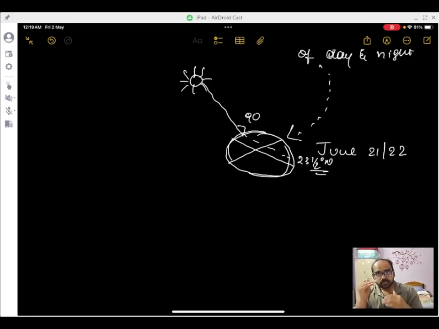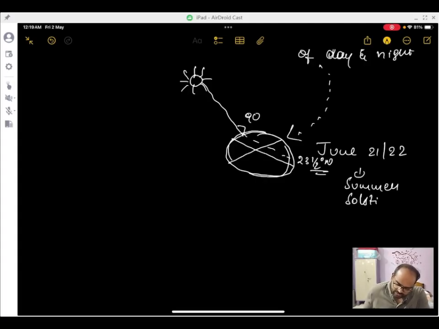Okay. And at this time, when the sun's rays are on the Tropic of Cancer, the entire northern hemisphere comes under the influence of the sun, and the northern hemisphere receives more sunlight, and we say it is summer solstice, because the sun's rays are moving up due to this.